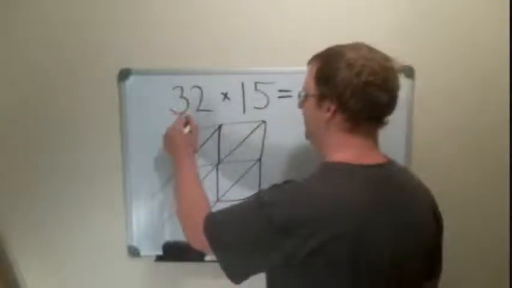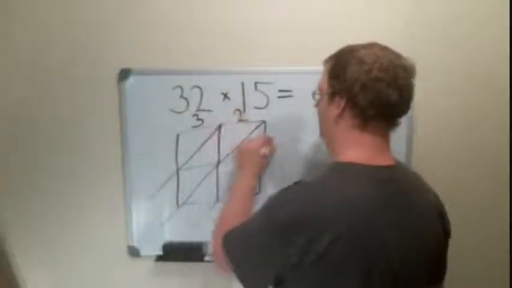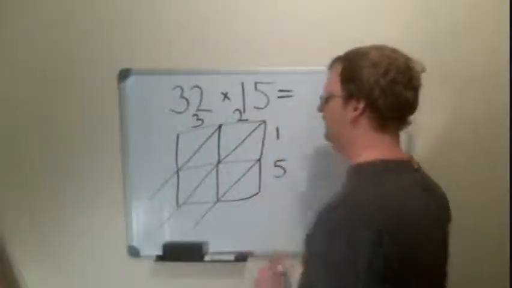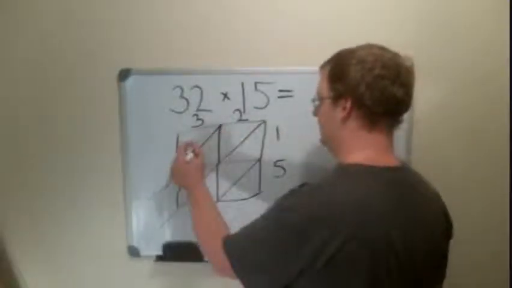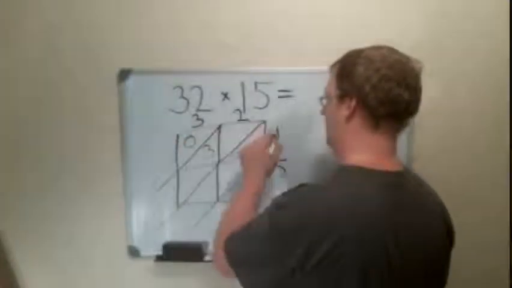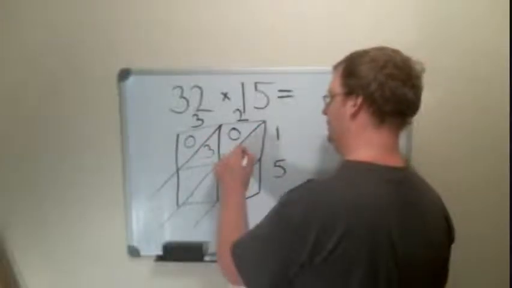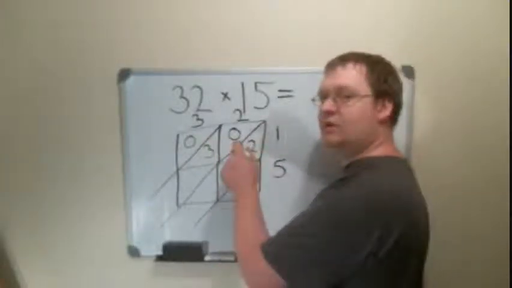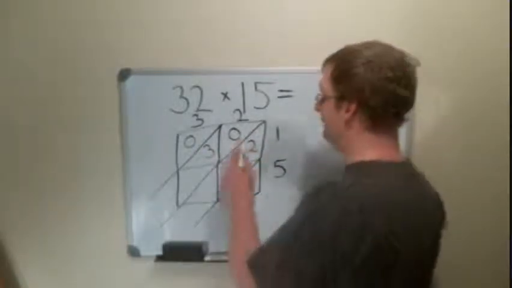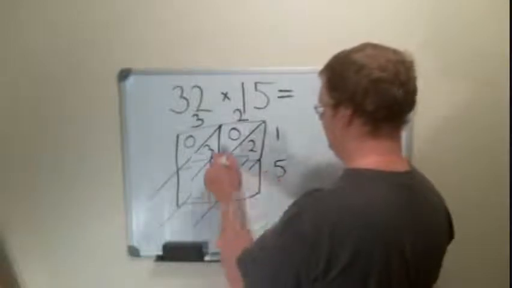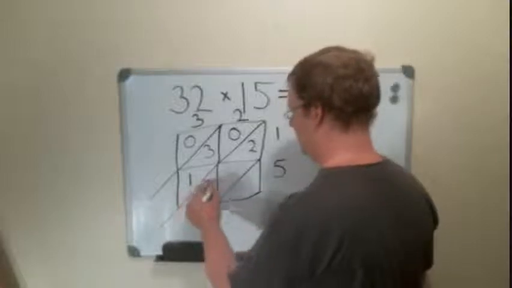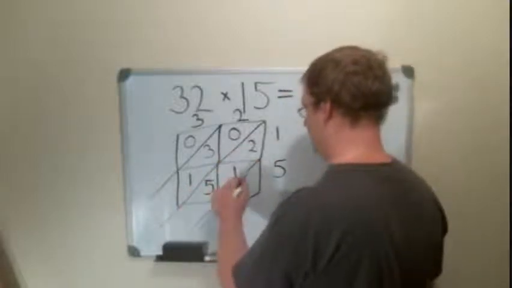So let's split our numbers up, our 3 and our 2 and our 1 and our 5. 32 and 15. So 3 times 1 is 0 and 3. 2 times 1 is 0 and 2, because neither of them have anything in the tens place, but both of them have numbers in the ones place. Same thing going with this. 3 times 5 is 15. 2 times 5 is 10.